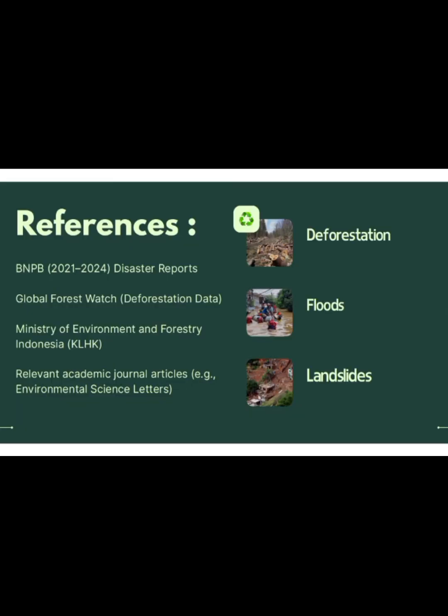And now, we'll show our list of references. These are the main sources we used for our research, including data from BNPB, Global Forest Watch, and the Ministry of Environment and Forestry.